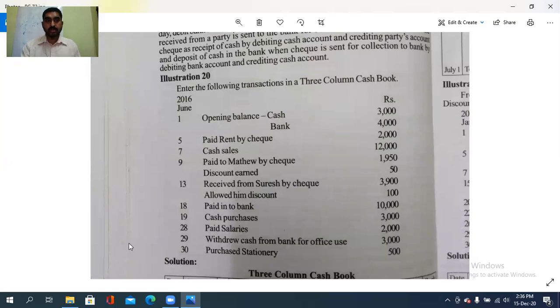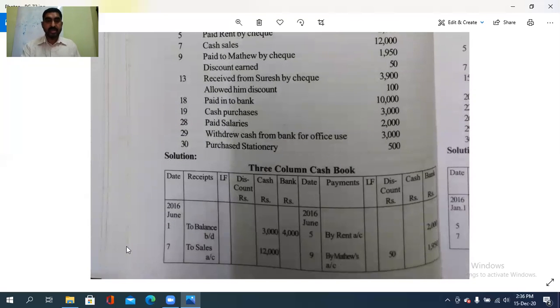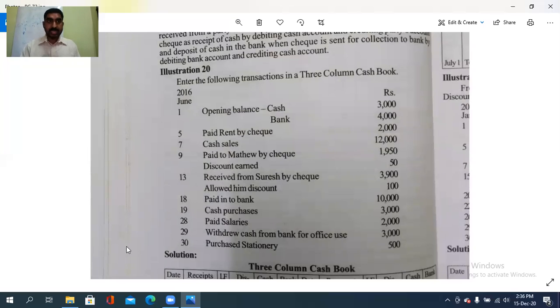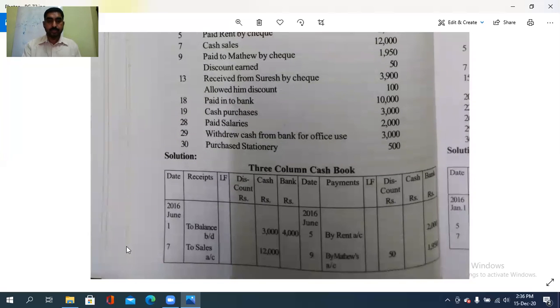Paid rent by check. What is the entry? Rent account debtor to bank by check. So by rent in the bank column. See, by rent in the bank column. Cash sales made, cash account debtor to sales. So in the cash column, to sales, 12,000.